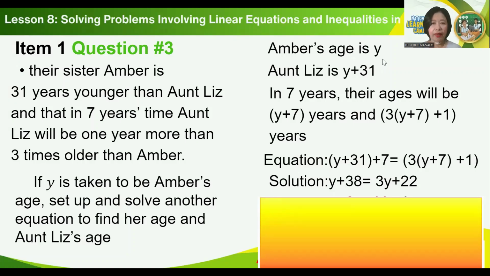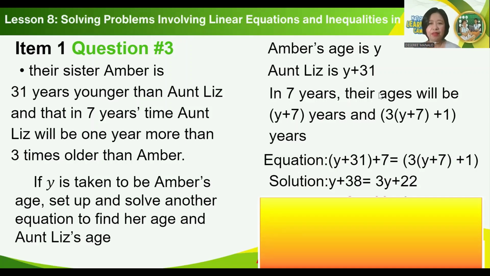Amber's age is y, Aunt Liz is y plus 31. It is said here, Amber is 31 years younger than Aunt Liz. So therefore, we have y plus 31. So the age of Amber is y, so plus 31.